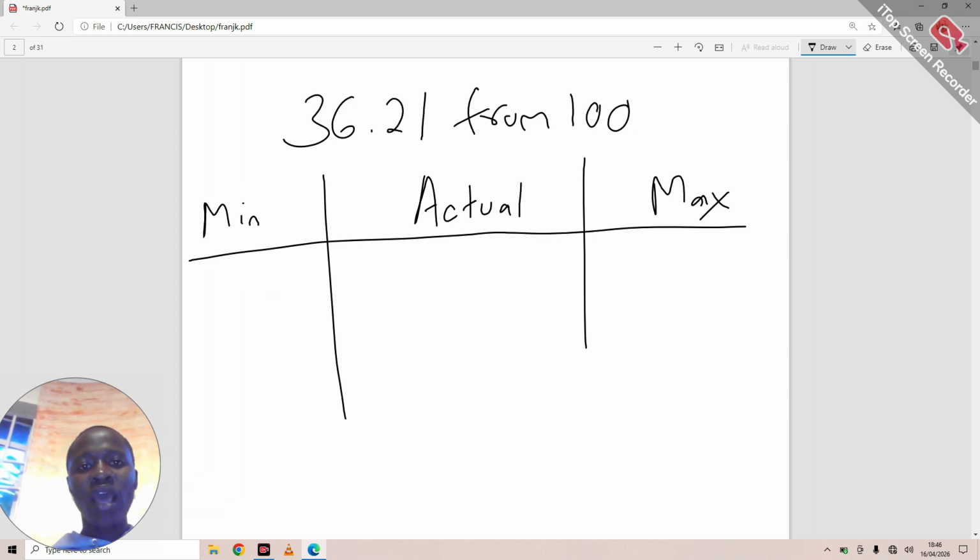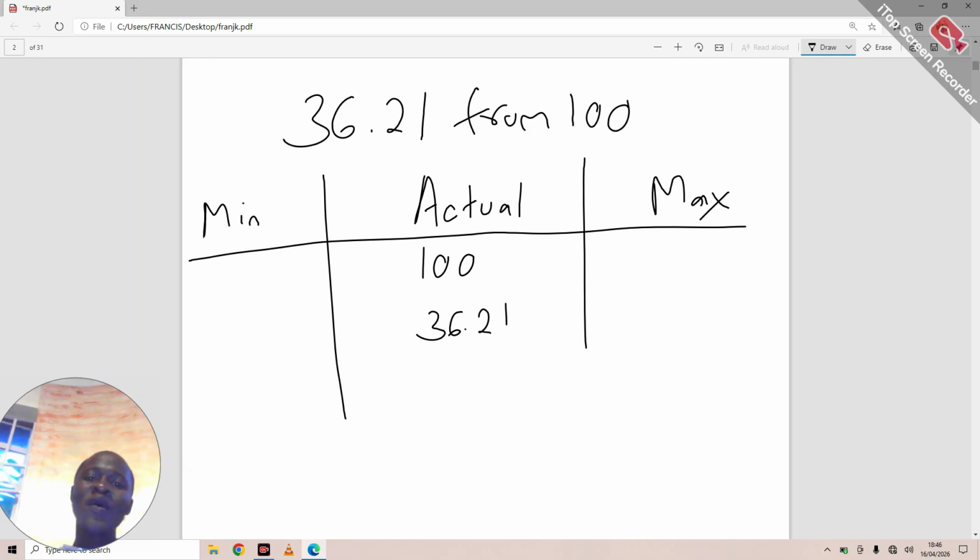So, we are having 100. We are having 36.21 subtracted from 100. That is 100 minus 36.21. Now, what is the accuracy in 100? Remember, these are all a number. So, accuracy in 100 is 1.